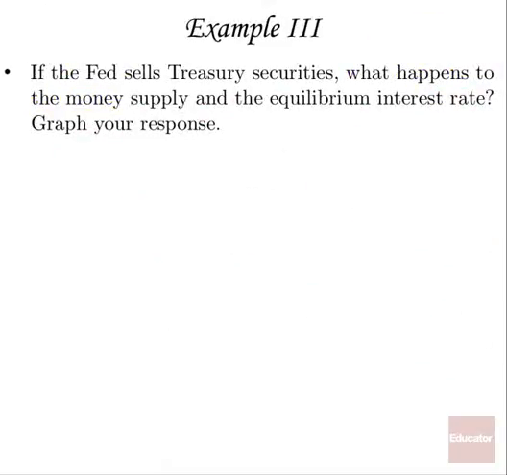Example number 3 here. If the Fed sells Treasury securities, what happens to the money supply and the equilibrium interest rate? Graph your response. You might actually have an AP macro question where this might be question number 2, part B, where you want to be able to know this. So don't be tripped up by this. It's very straightforward. And I'll do the other example when the Fed buys government securities.